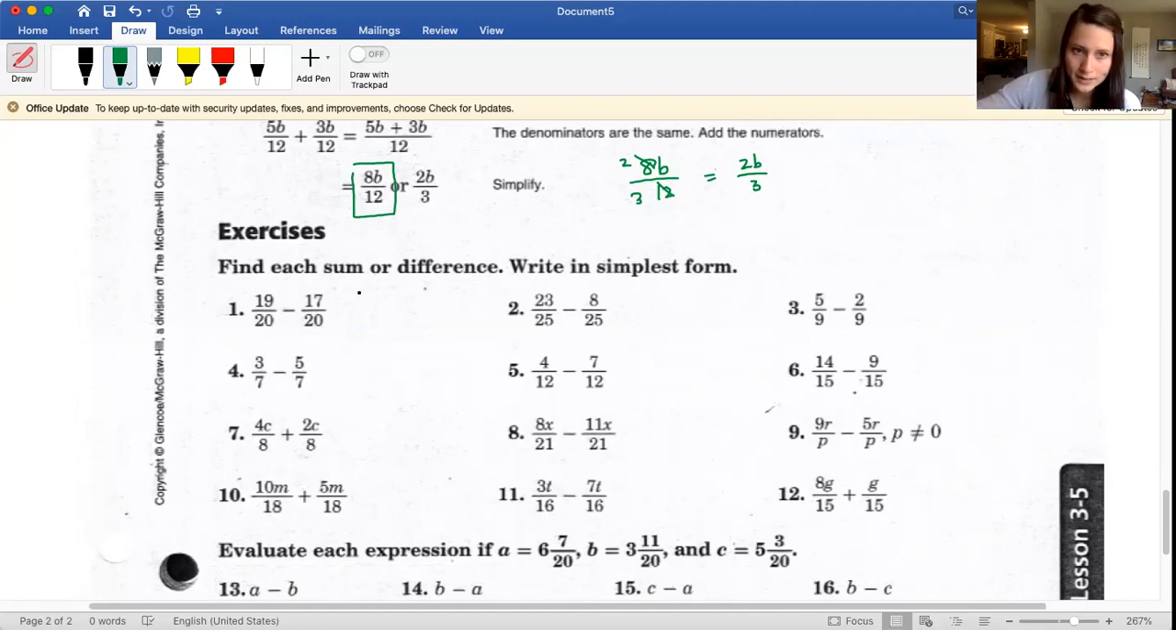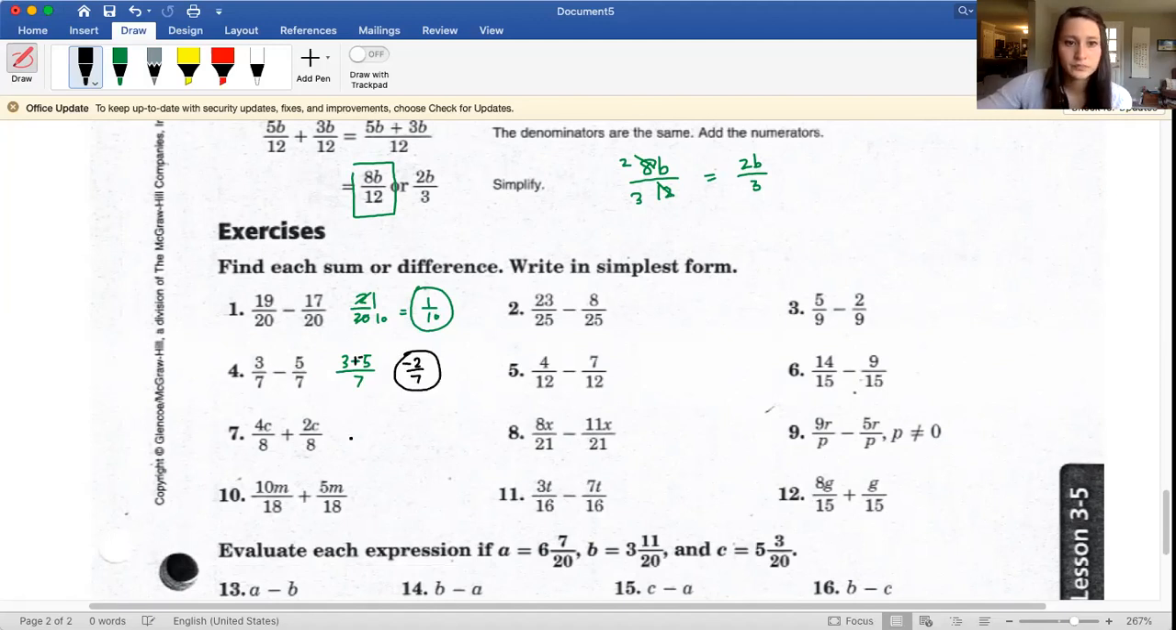So 19 minus 17, that would be 19 minus 17 over 20, which would be 2 over 20, and I simplify that, that becomes 1 over 10. Okay, and then 3 minus 5 over 7. So remember the rule is to add the opposite when I'm subtracting with negatives. So add the opposite, so this becomes negative 2 over 7, and that's my answer.